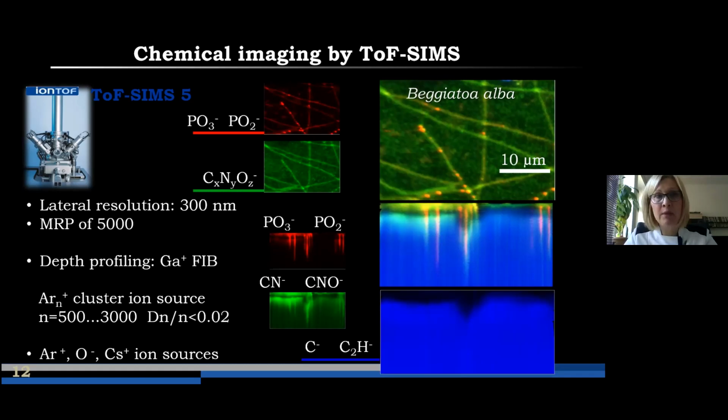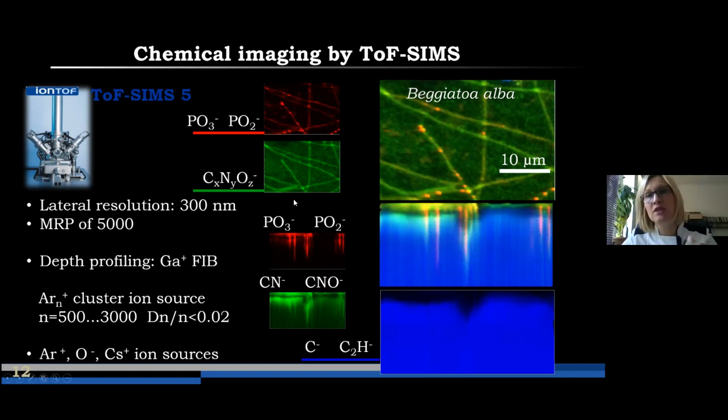It is more flexible because you have a variety of sources, not only of single ions, but also of cluster ions like bismuth. So you can even switch between the sources to bombard your sample. And here is just an example of Beggiatoa alba, where we map the filaments which were deposited on a polycarbonate filter. And this is what you see. You can go in depth. You can go through the biomass, in this case the filaments, and map different molecular fragments.